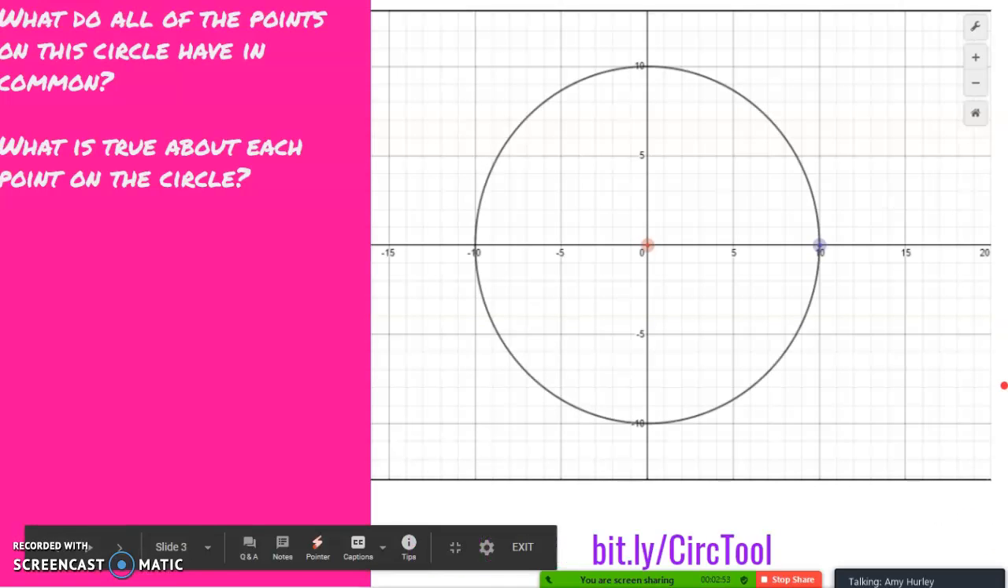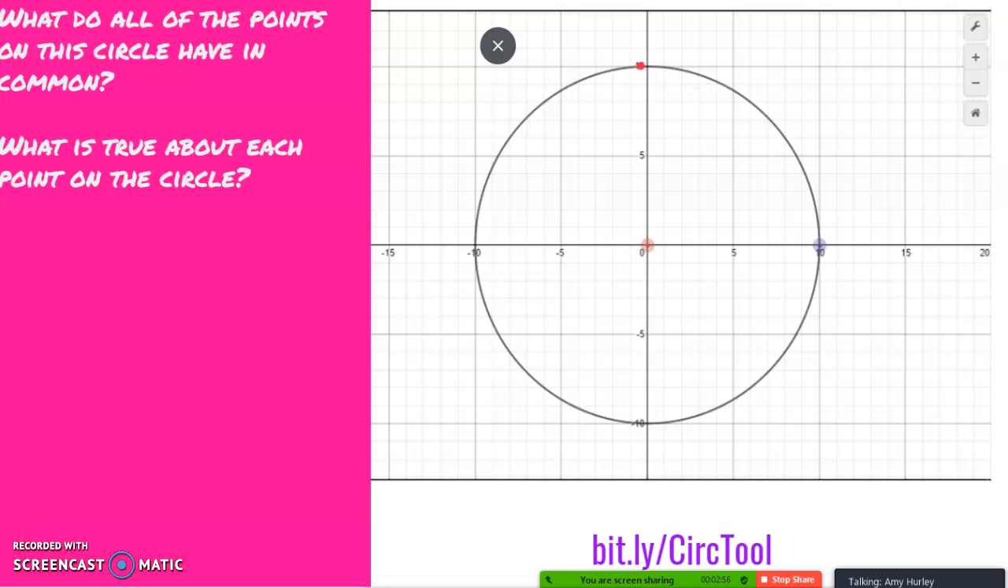So what do all the points in this circle have in common? So this point, this point, this point, this point over here, this point here, this one here, every point along this circle, what do they all have in common? What they all have in common is that they're all 10 units away from the center of the circle. And that's the definition of a circle, if you recall. A set of points that are equidistant from a center point. So that means all of these are just a set of points that are 10 away from the center.